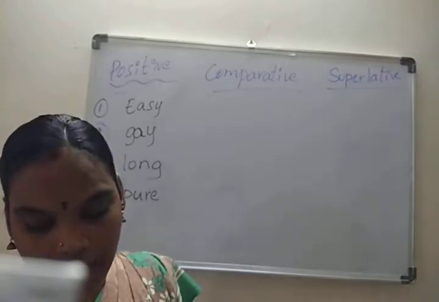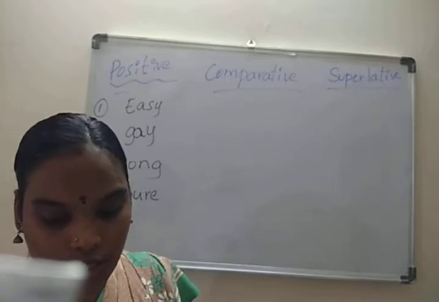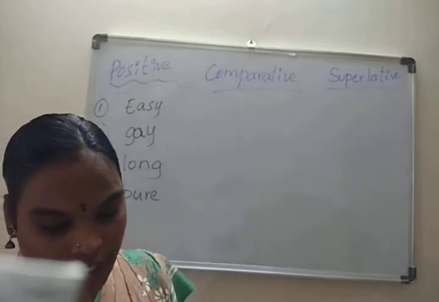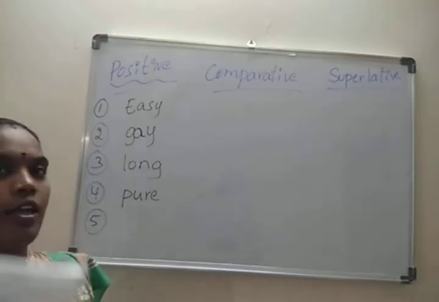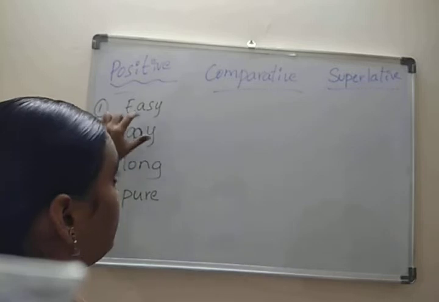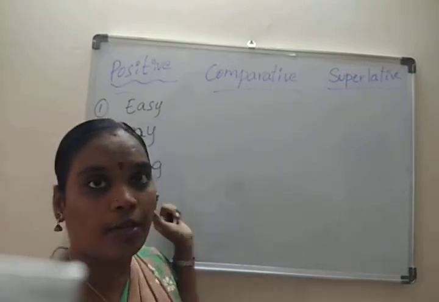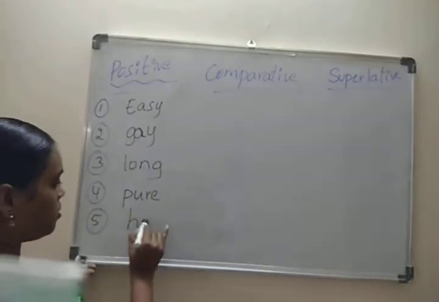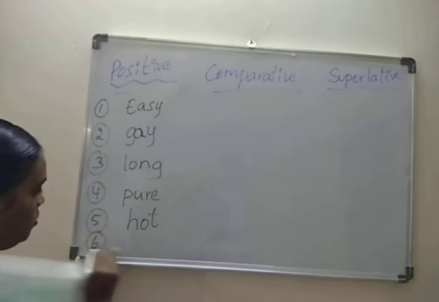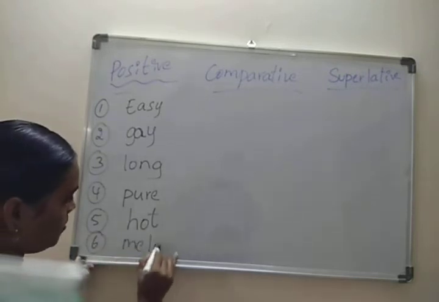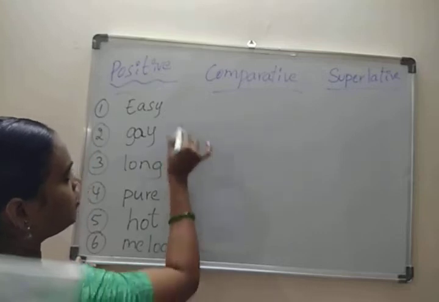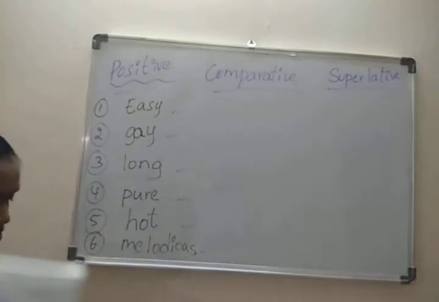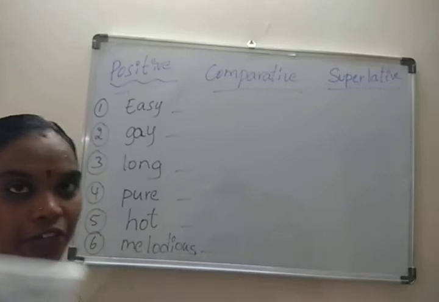Tell me some examples, but we have to follow the rules also, children, because whenever we are taking them, those rules are there. I will say the rules also. Yes. Hot, melodious. It is in your textbook itself. These are the adjectives. I am writing the comparative form of them.